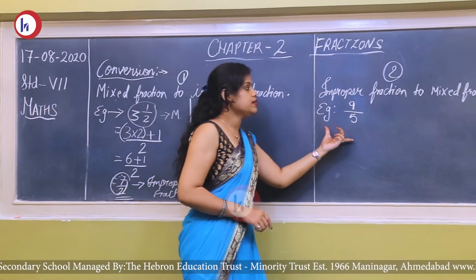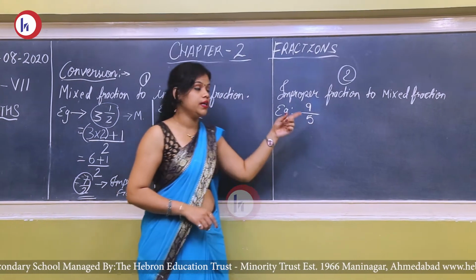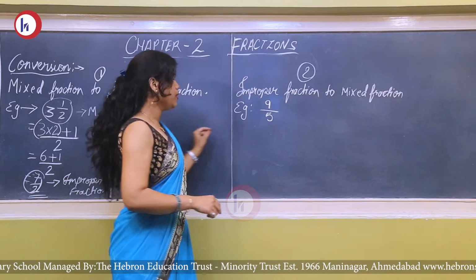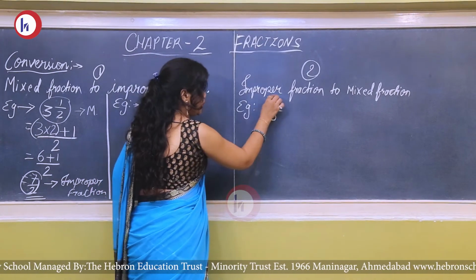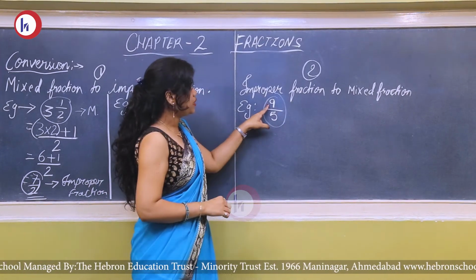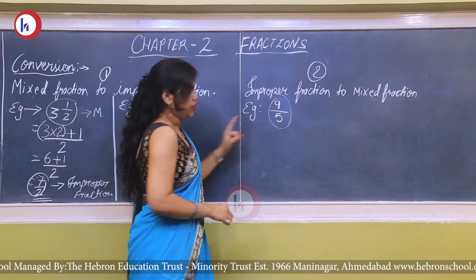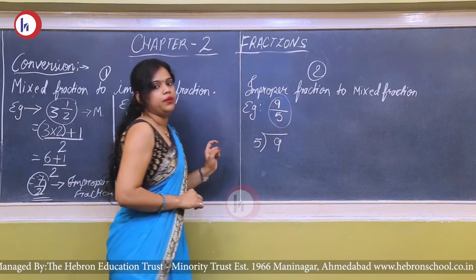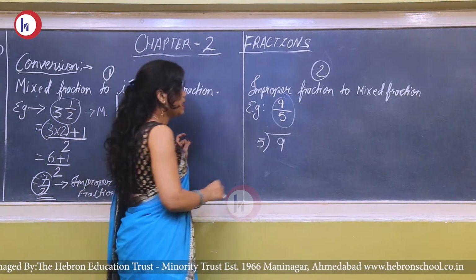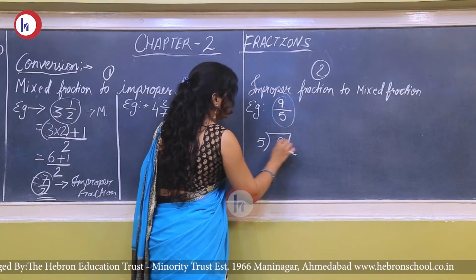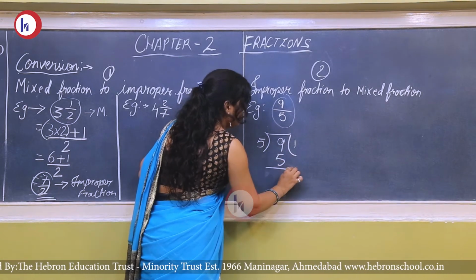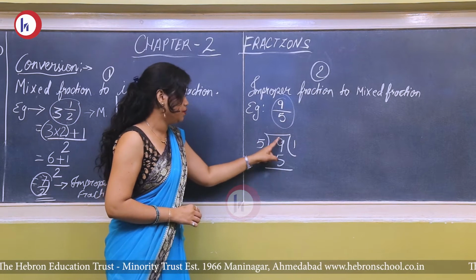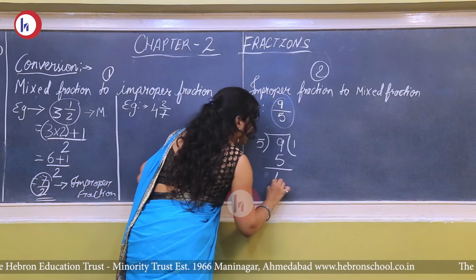Now we will see another example in which I am converting an improper fraction into a mixed fraction. How are we going to do this? Let's see. Improper fraction means your numerator is greater than the denominator. That means you have to divide the numerator by the denominator. So when you divide 9 by 5, you get 5 ones are 5. As 9 cannot be divided by 5 directly, we take smaller numbers. So 5 ones are 5 and 4.